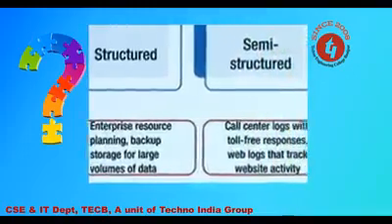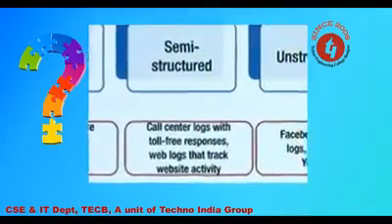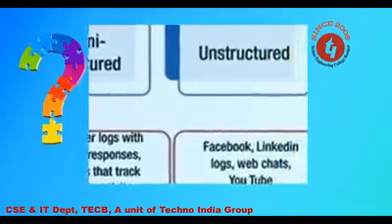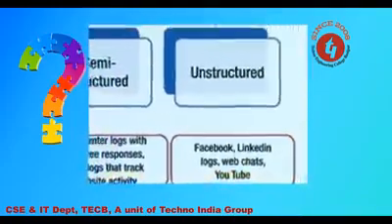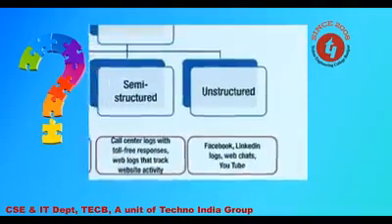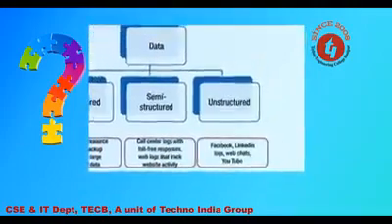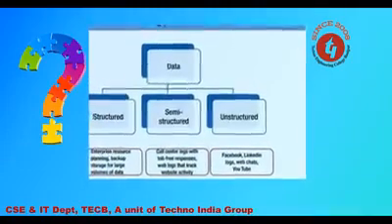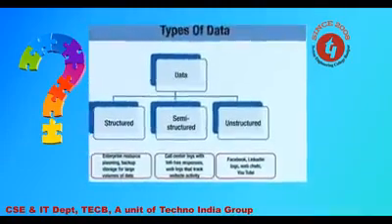An example of structured data is a transaction carried out in a bank. In case of semi-structured data, the data cannot be stored in the form of rows and columns. A source of semi-structured data can be email. Examples of unstructured data might be web pages, images, videos.